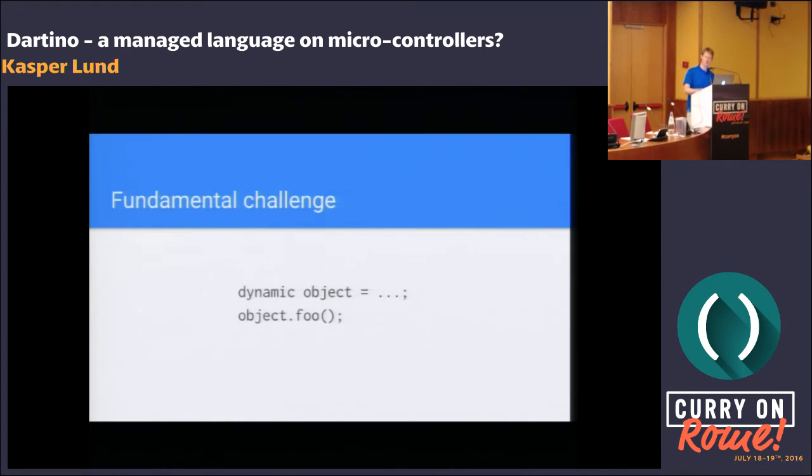So the fundamental challenge is fairly simple. If you want to call a method on an object and you have no clue what kind of object you might get at that point in your code, you need some way of finding the right method and invoking it. And finding the method is the one thing I want to go through here. This is the fundamental problem of having a system like this run well and run efficiently.